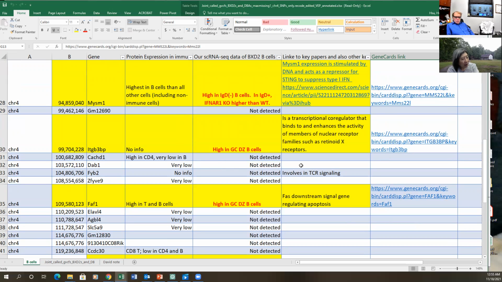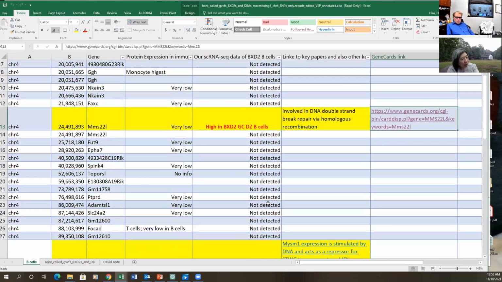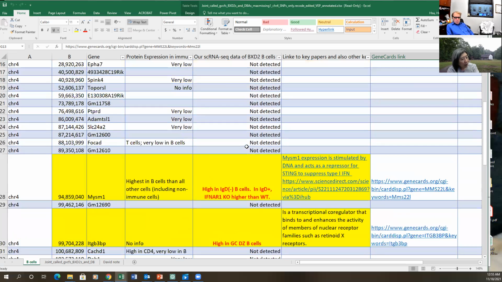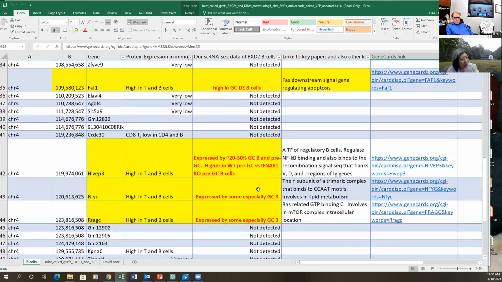To some extent, when it's very low, it's also not detected. So I think it's quite consistent between what's in GeneCards versus what we found in the single cell data. These are all very low and not detected. When it says high in T and B cell, we found it high in T and B cell too. So only one or two are not consistent. I think this one is not consistent. But otherwise, when they show high in B cell, it is also in our single cell data. So I think that gives us further confidence.